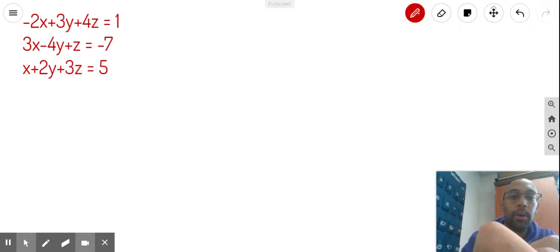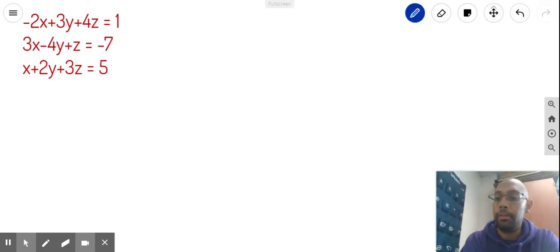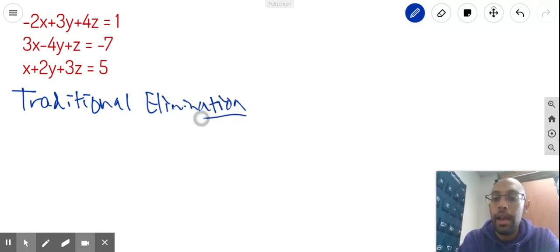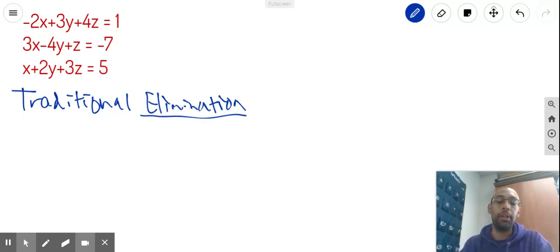So I am showing you how to do traditional elimination. And by its name, we're using elimination. When you're solving a 2x2 system, you need to eliminate one variable and solve for the other. Because this is a 3x3, you need to eliminate two variables to solve for one of them, and then you'll work backwards. Okay, now how do you start?